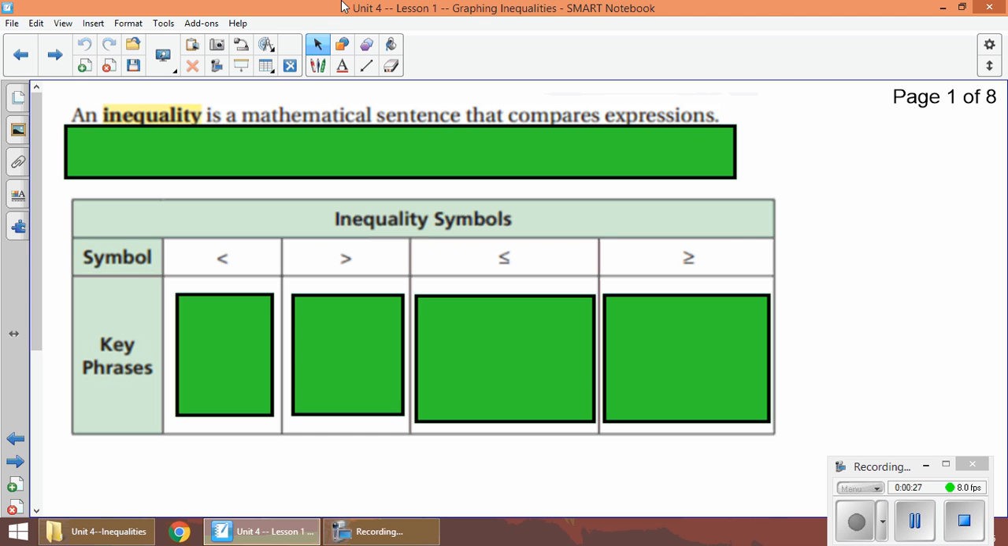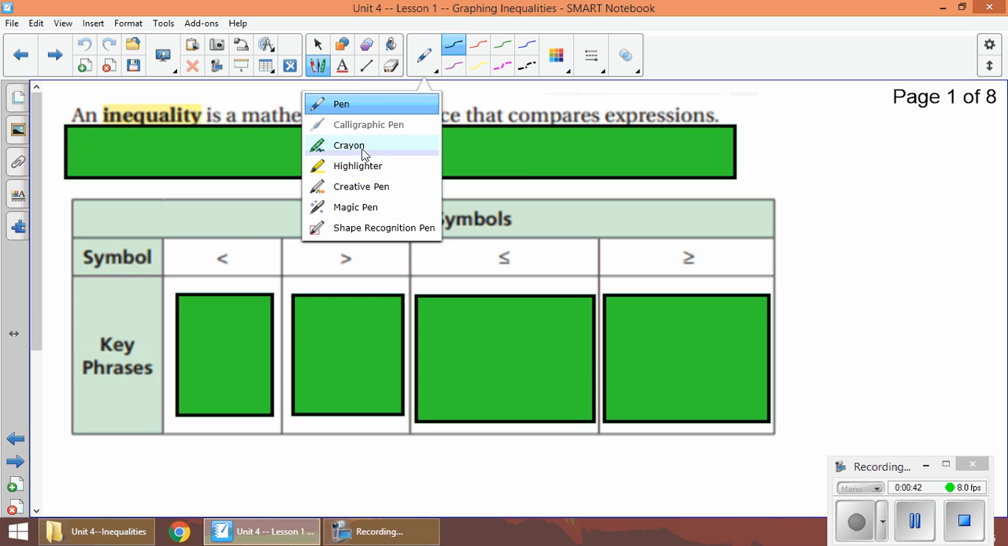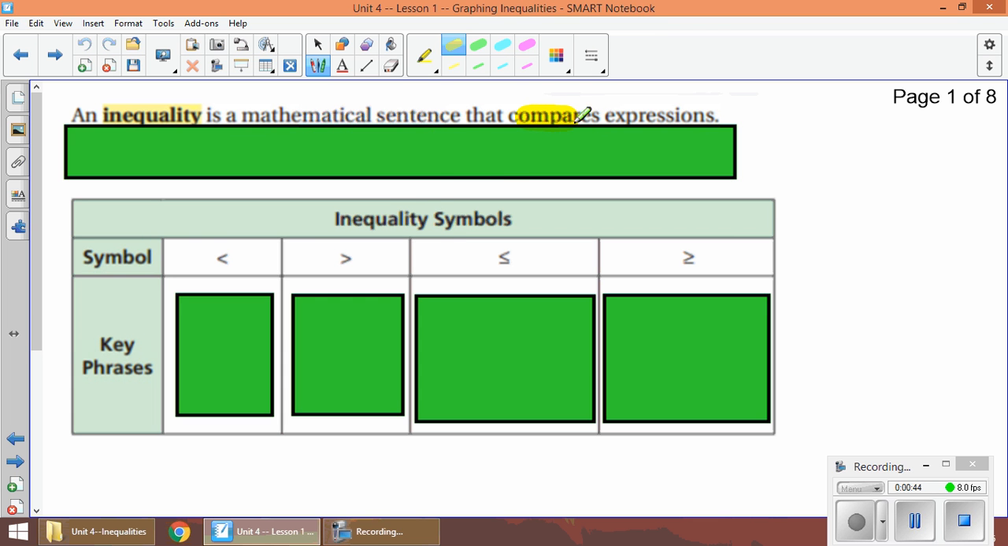So we'll have 8 slides to work from today. This is page 1 of 8. So let's begin with the word inequality. An inequality is a mathematical sentence that compares expressions. That's the key word here, compares. Okay?